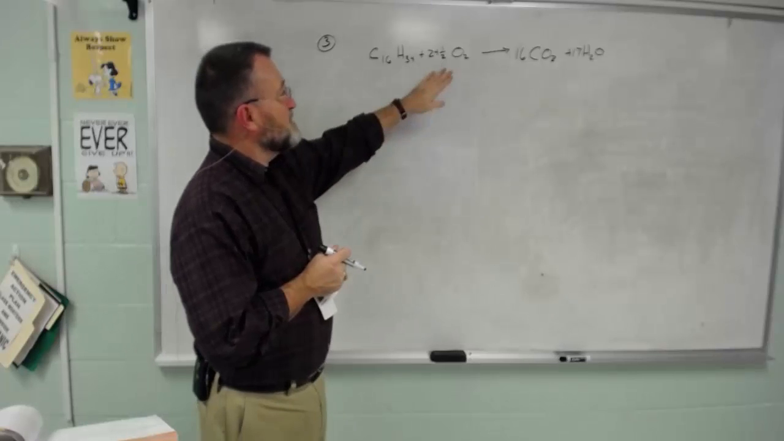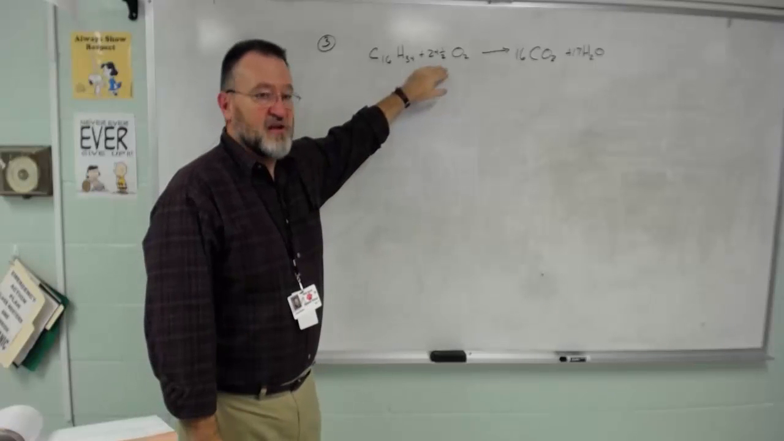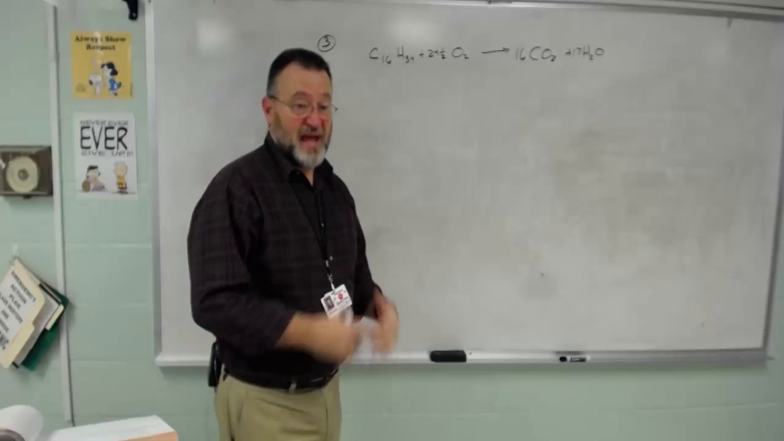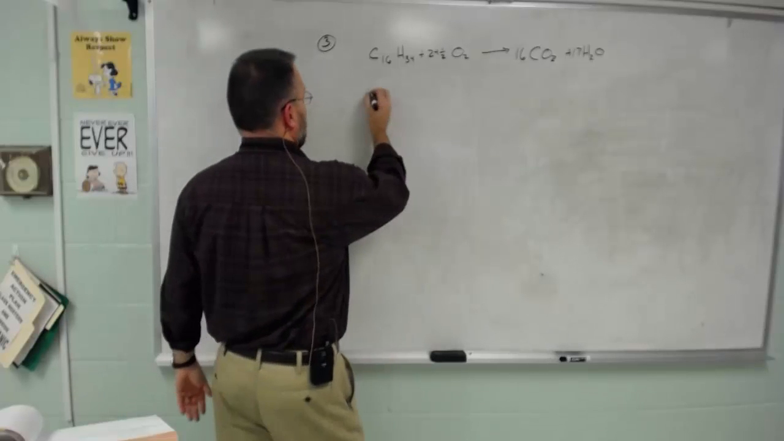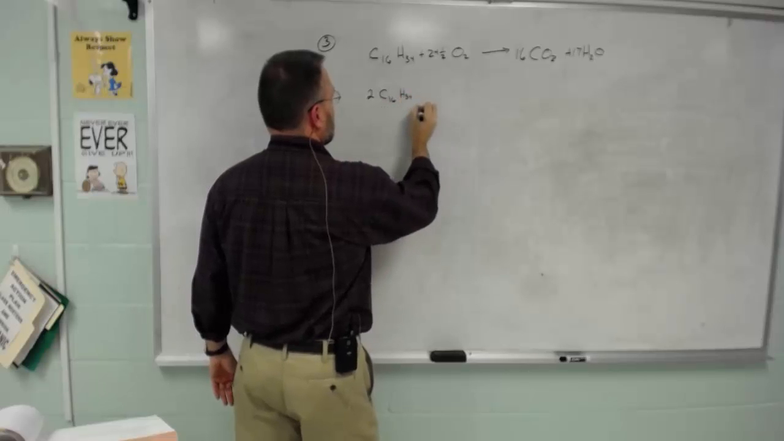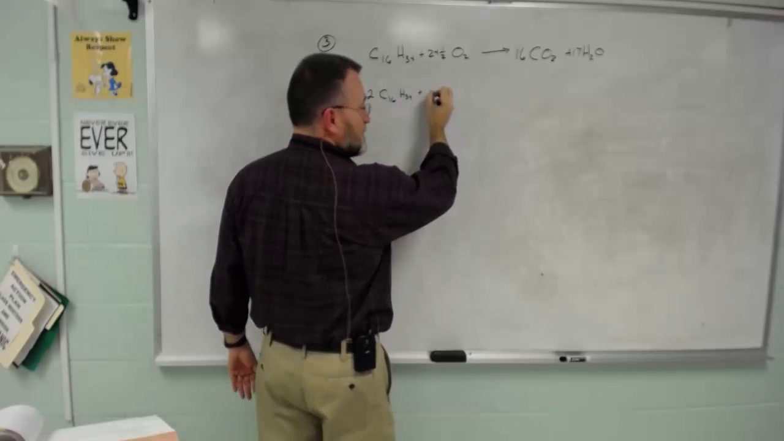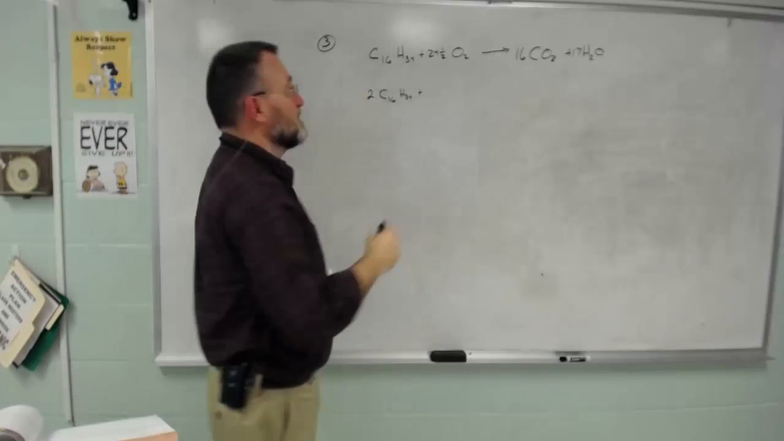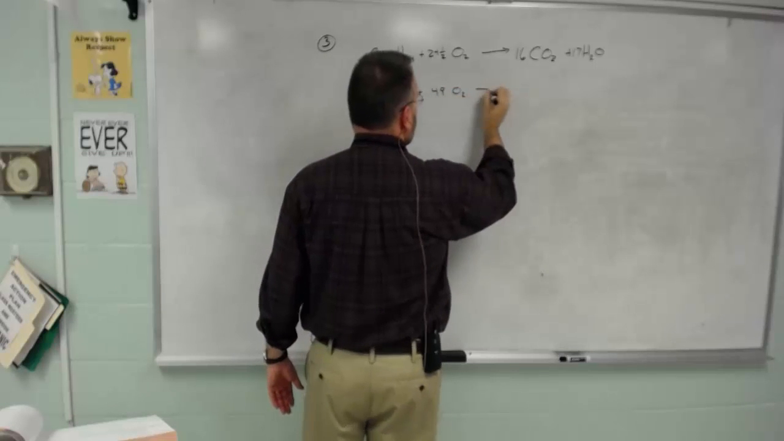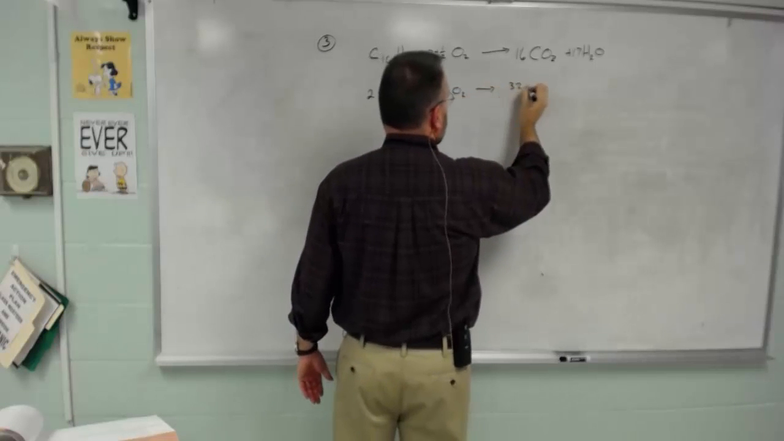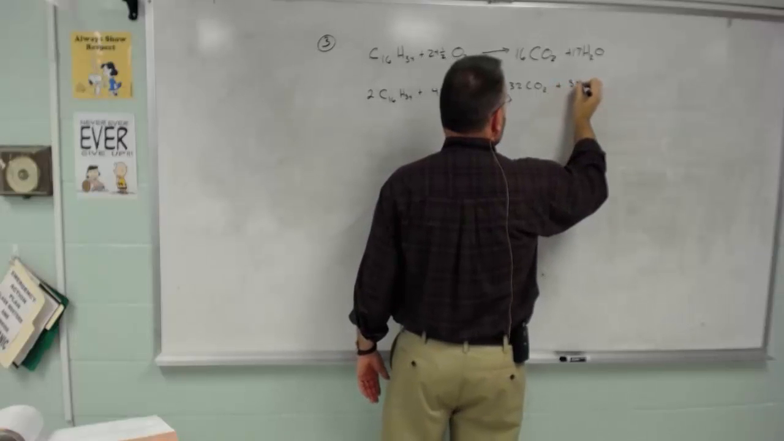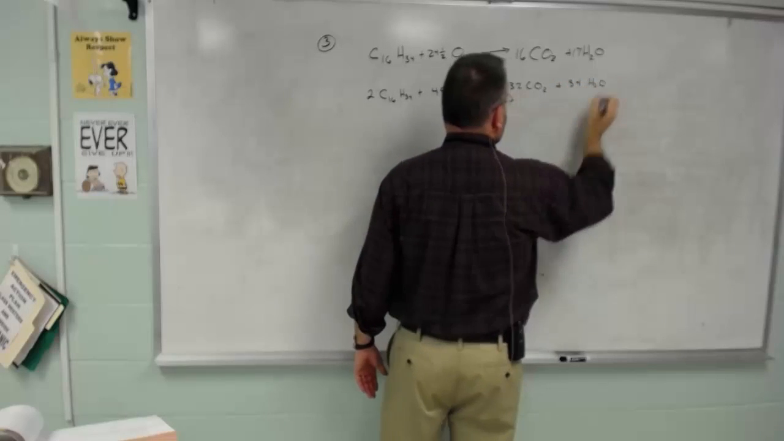Looking at the coefficient that's fractional, its denominator is a 2. So by practice, I'm going to go ahead and multiply everything by that denominator. Multiply everything by 2. And I'm going to end up with 2 C16H34 plus 49 O2 reacts to produce 32 CO2 and 34 H2O.